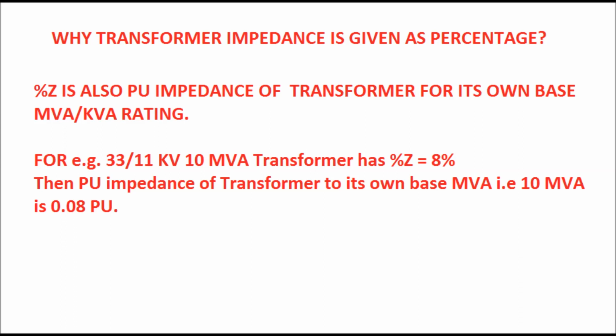Now, why is transformer impedance given as a percentage? The percentage impedance is also called the per unit impedance of the transformer for its own base MVA or kVA rating. For example, if a 33/11 kV 10 MVA transformer has a percentage impedance of 8%, then the per unit value of the impedance of the transformer to its own base MVA, that is 10 MVA, is 0.08 per unit.